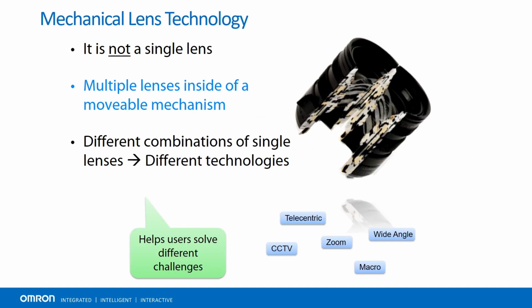When most folks think of a standard mechanical lens, many assume it is a single piece of glass in an enclosure. In fact, most lenses are not a single lens. The lenses we see are actually comprised of a series of different lenses that move inside the lens enclosure. Different combinations of single lenses are what produce different lens specifications and types. The types of mechanical lenses we will be discussing are CCTV, telecentric, zoom, macro, and wide-angle lenses, which support the solution of many machine vision applications.